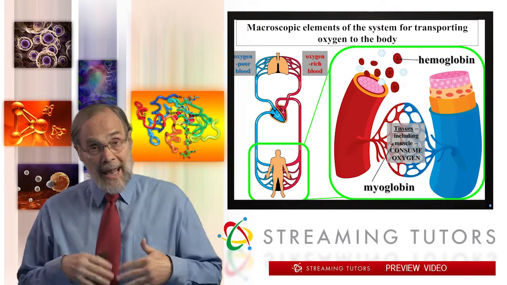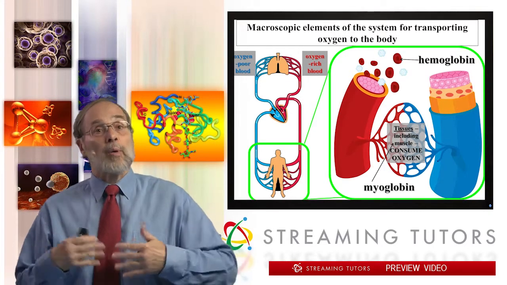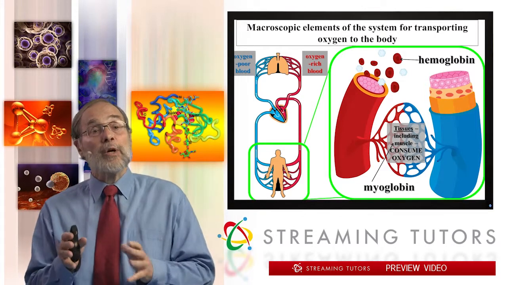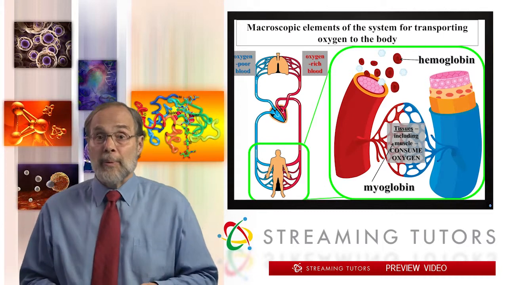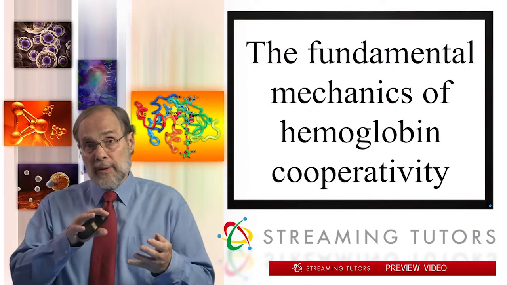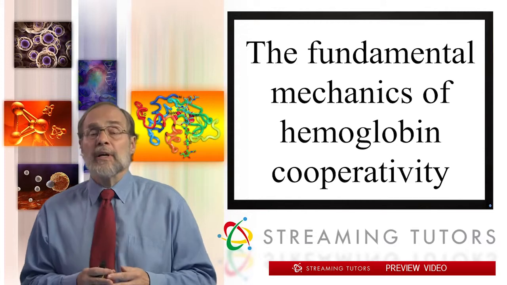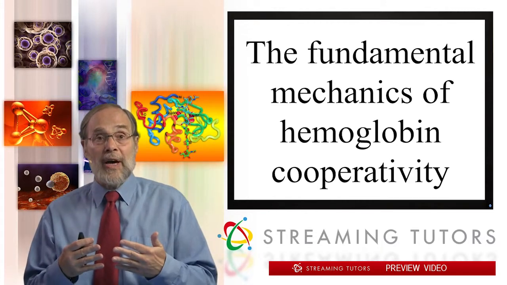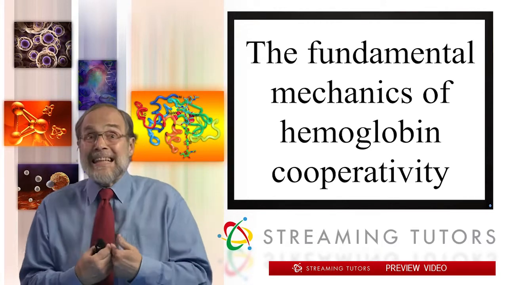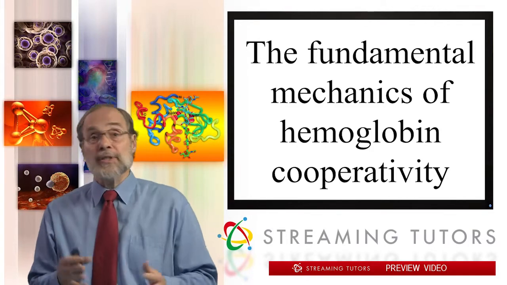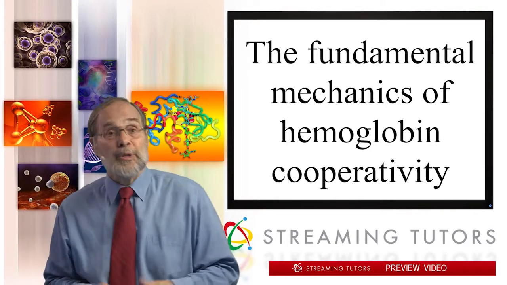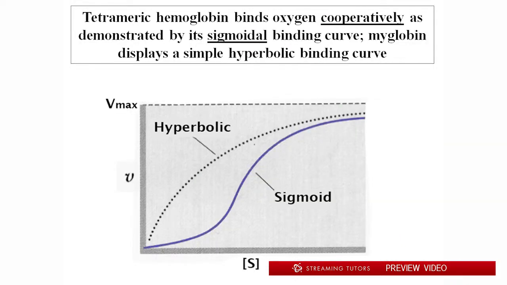And we saw the kinetic evidence that was true. We learned how to think about it quantitatively in the earlier segment. Now we need to look at the molecular machinery that makes that remarkable and physiologically important property possible. So let's talk about the fundamental mechanics of hemoglobin cooperativity, the fact that the binding or the release of one oxygen to the hemoglobin tetramer influences the binding or release of oxygen from the other three protomers in the tetramer.